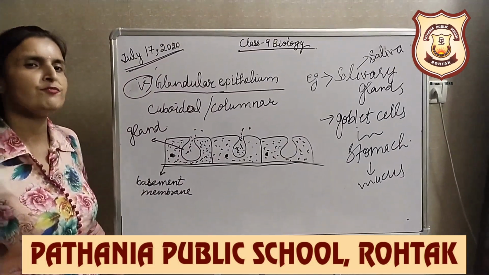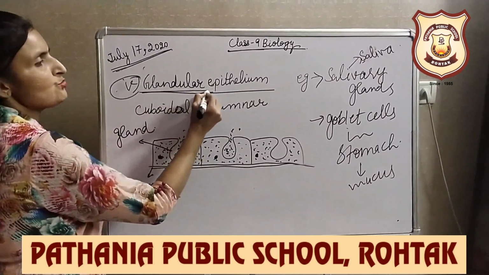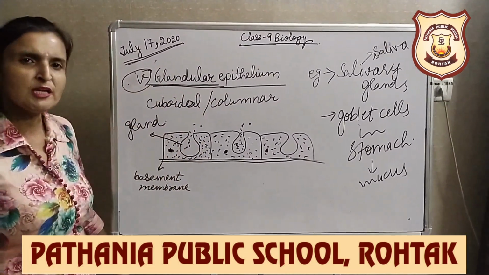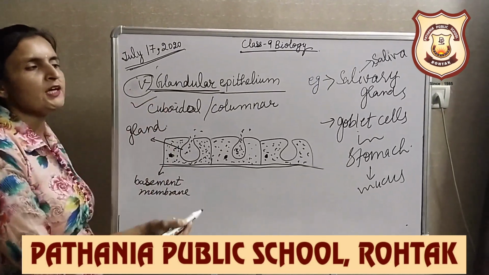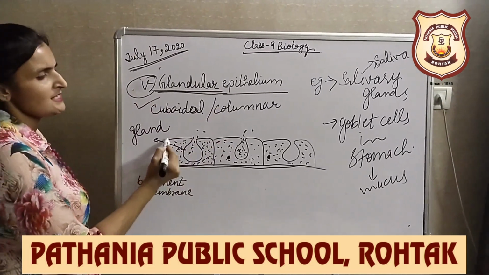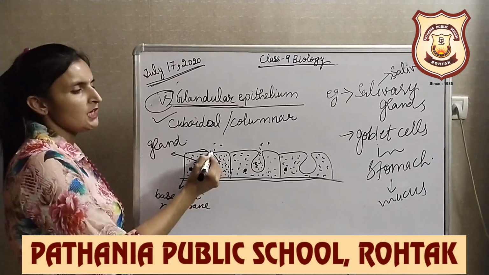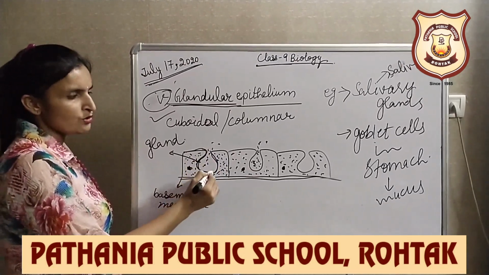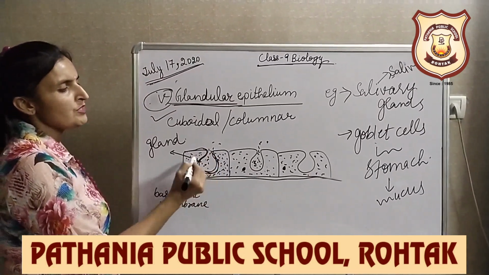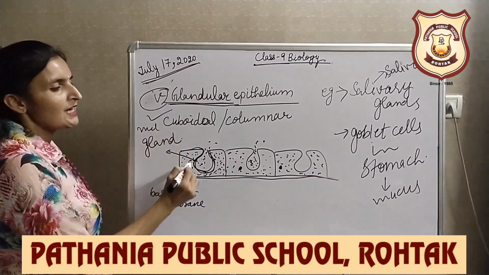Now the last type of epithelium is the glandular epithelium. Sometimes what happens is that in the cuboidal and the columnar epithelial cells, the outermost layer of these cells gets folded inwards to form the multicellular glands.